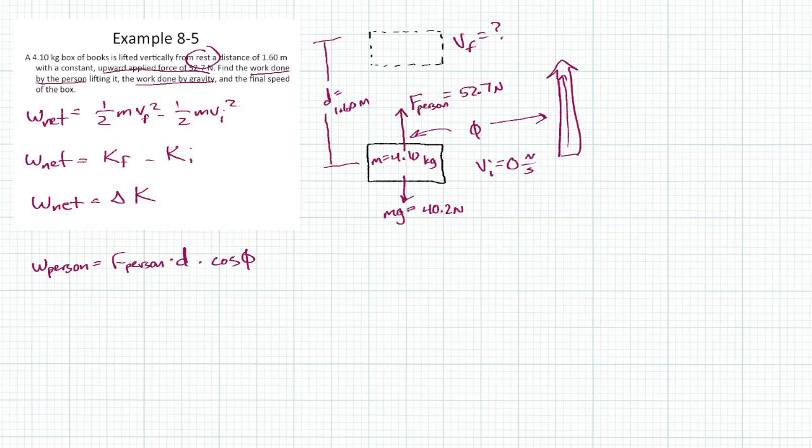So I'm going to strike that out and say the cosine of theta, or the cosine of 0. What is the cosine of 0? It equals 1. So that becomes 1. What does that all equal? The force of the person, 52.7 newtons, times the displacement, which is 1.60 meters, times 1, because that's our cosine of 0 degrees. Multiplied all together, that gives us a work done by the person of 84.3 joules. Great. That's the first part of our answer right there.